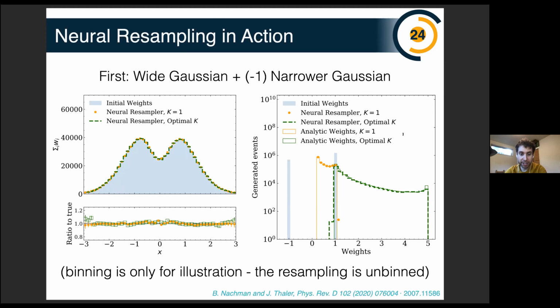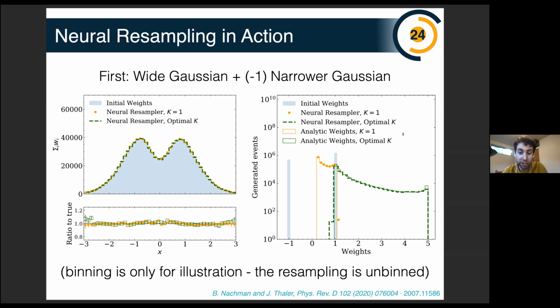And as advertised, it doesn't matter what value of K you use, the cross-section is correct. So the sum of the weights, locally here, is correct. I'll say something more about the uncertainties in the next slide. But I wanted to show here the distribution of weights on the right. The blue histograms show the initial weight. They're all plus or minus 1, like I mentioned, where we have slightly more positive weights. So the total cross-section is positive. And then you can see the weight distributions.